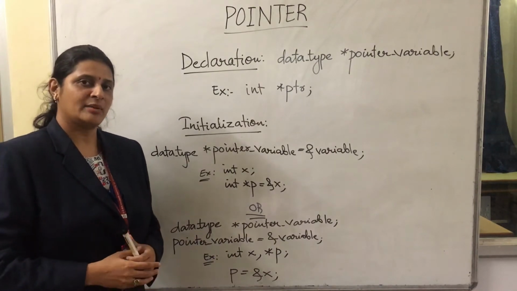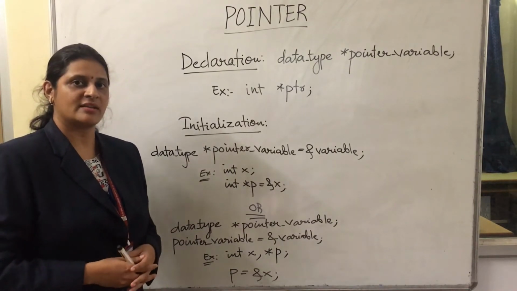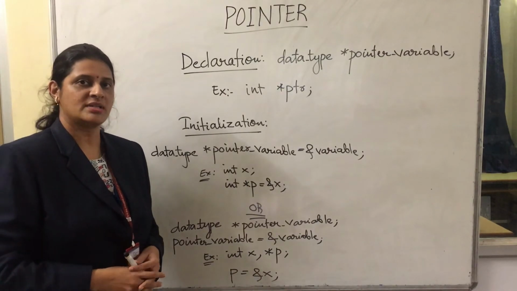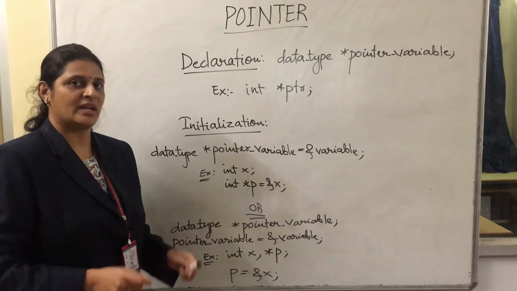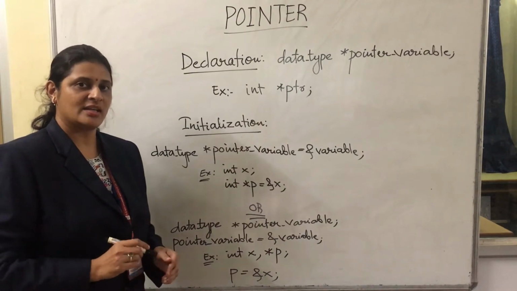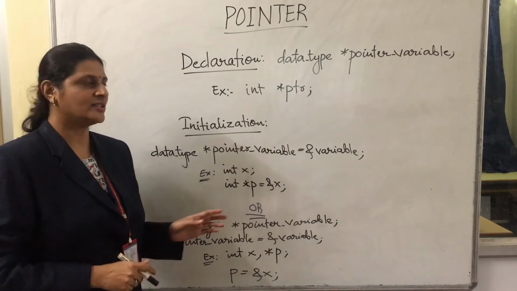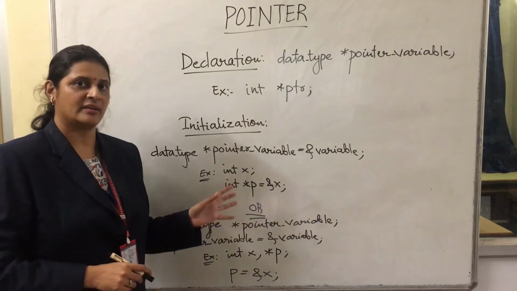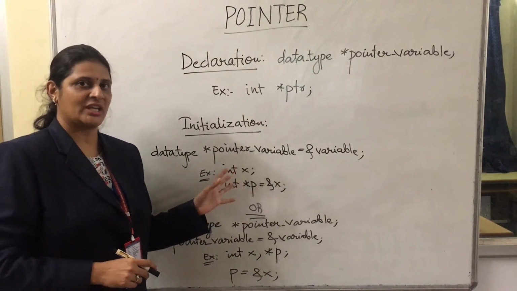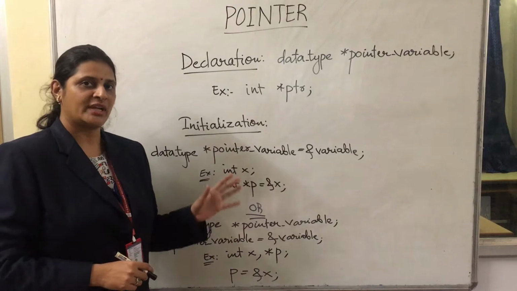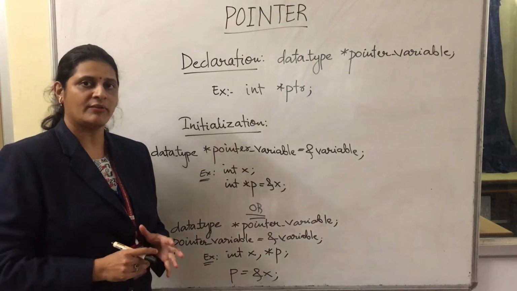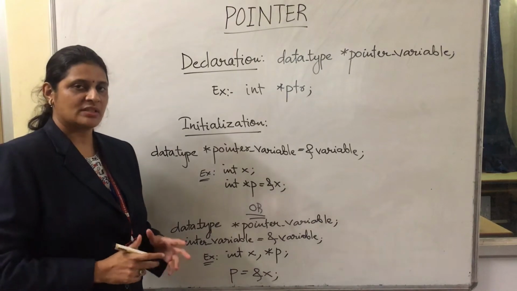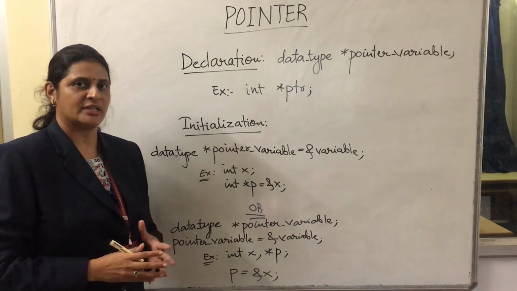Firstly, defining a pointer. A pointer is a variable that holds the address of another variable. So here you can understand the pointer is also a variable, like the normal variable we declared initially while studying C. A pointer is also a variable that holds the address of another variable. So this is the definition of a pointer.